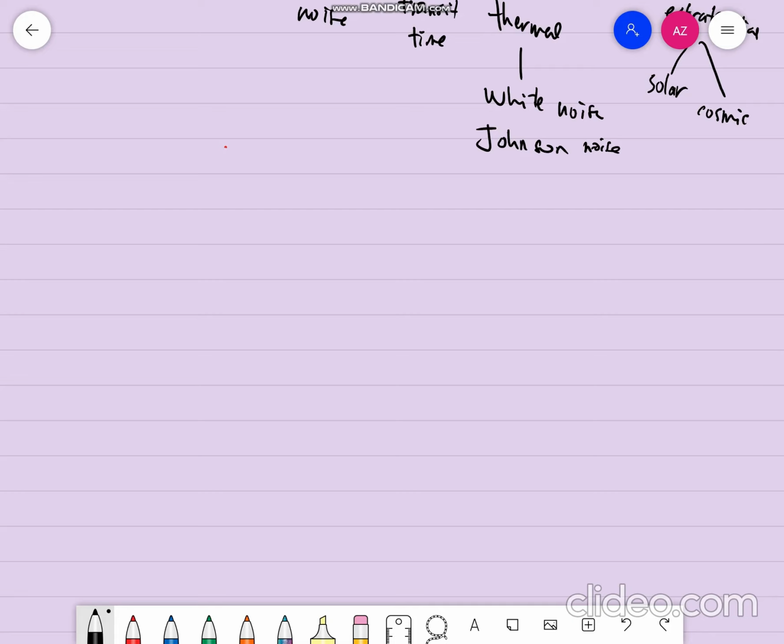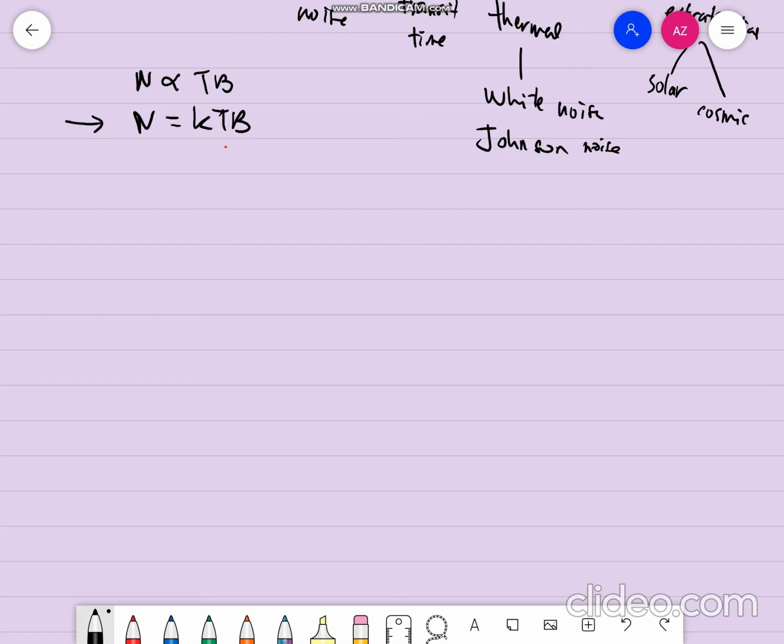So the thermal noise is the random motion of the free electrons within a conductor caused by thermal agitation. Johnson proved that the thermal noise power is proportional to the product of the bandwidth and also the temperature. So mathematically we can write it like this.